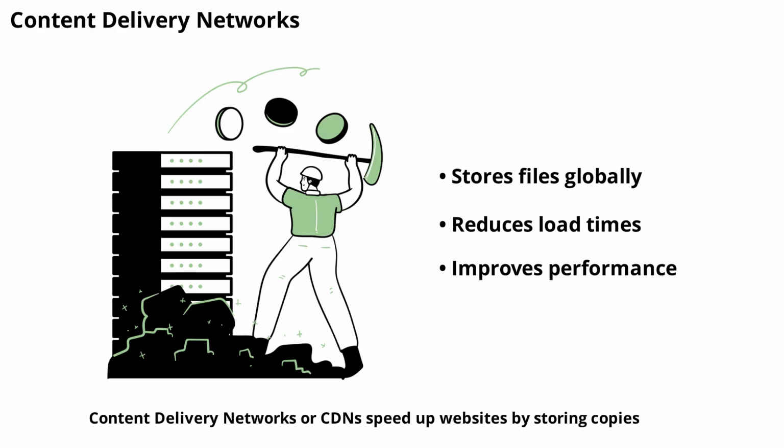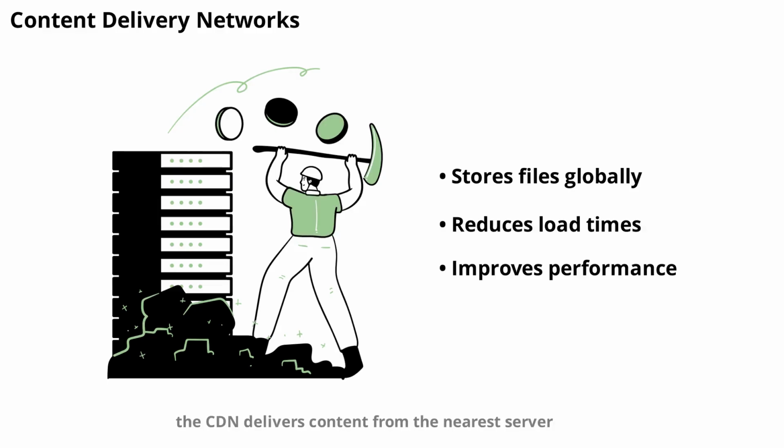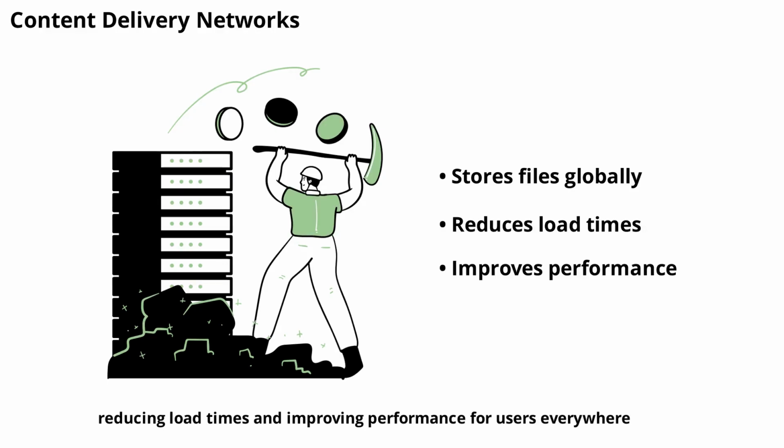Content delivery networks, or CDNs, speed up websites by storing copies of files on servers around the world. When you visit a site, the CDN delivers content from the nearest server, reducing load times and improving performance for users everywhere.